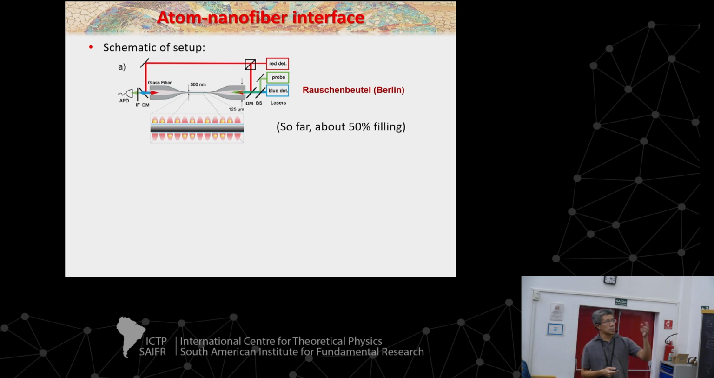So one catch I should say is that, again, in the current experiments, you only have about 50% filling, whereas the kind of picture I showed you before is really a perfect atomic chain. So aside from the fact that experiments can't literally see what we're describing at the moment, let's just conceptually suppose that in a nanofiber you could magically get 100% filling somehow.